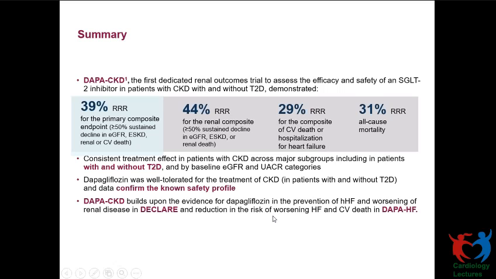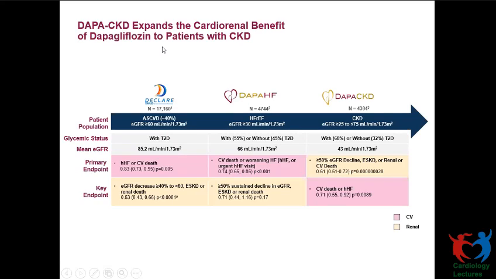Actually, the DAPA-CKD trial came after the DECLARE subset analysis, and DAPA-HF showed improvement in heart failure hospitalization and also improvement in eGFR status. Only then did these studies come, and they continued for 2.5 years, showing improvement in renal status after DAPA therapy. So DAPA-CKD expands the cardiorenal benefit of dapagliflozin in patients with CKD. You can see the DECLARE study: this is the cardiovascular arm, this is the renal arm.